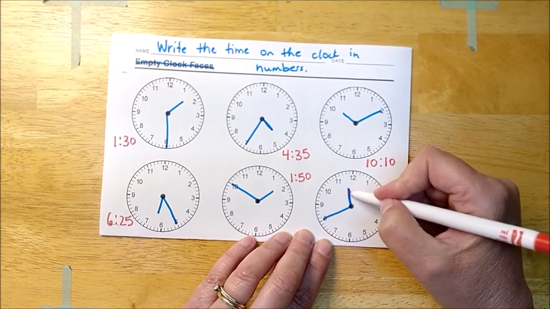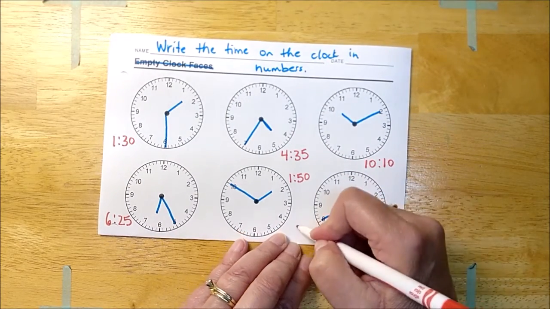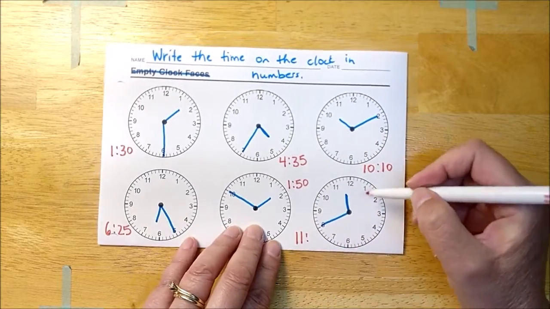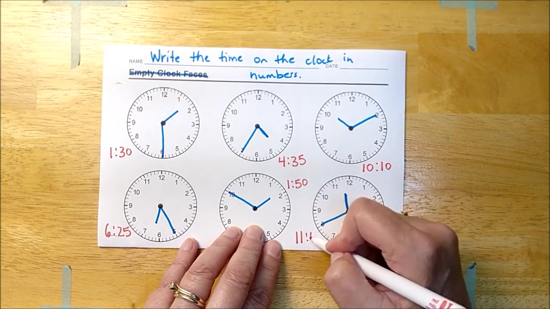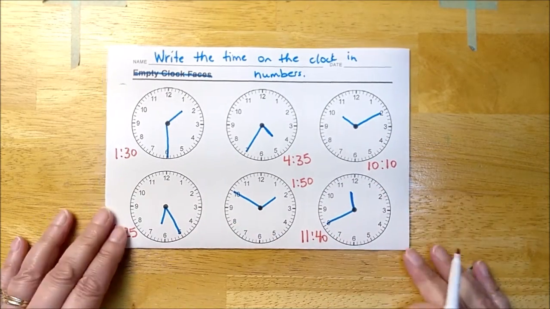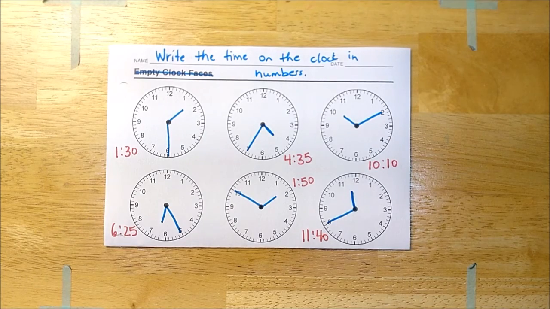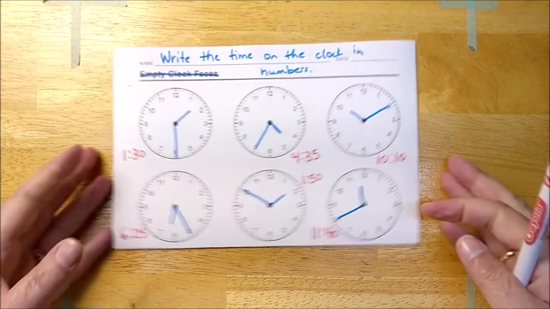So it's gone 50 minutes past the hour 1. This one is just past the 11, so I would say it's 11. And 8 times 5 is 40, so it's 40 minutes past 11. So I hope that you got all of those correct.